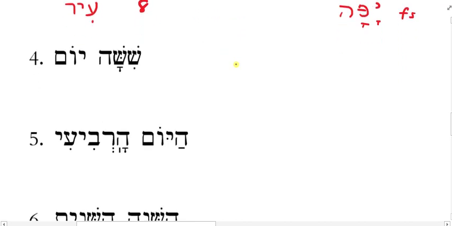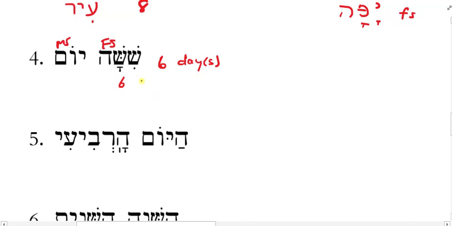Look at number 4. I have Shisha Yom. Shisha Yom. What gender is Yom? Masculine. So this is masculine singular. What number is Shisha? What numeral is this? 6. Good. Is 6 between 3 and 10? Then it's got to disagree with the gender of the noun. The noun's masculine, so the number 6 has to be feminine. Do you see how Shisha looks very feminine here? You see the kamatz? All right. So we have gender disagreement. 6 what? 6 days.